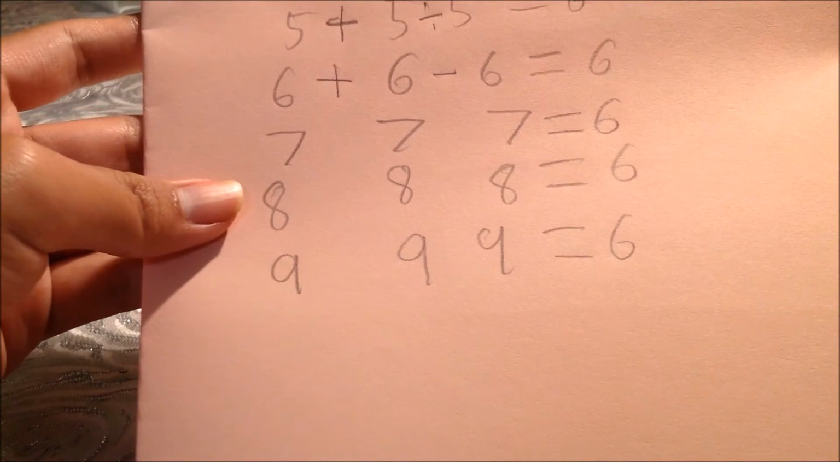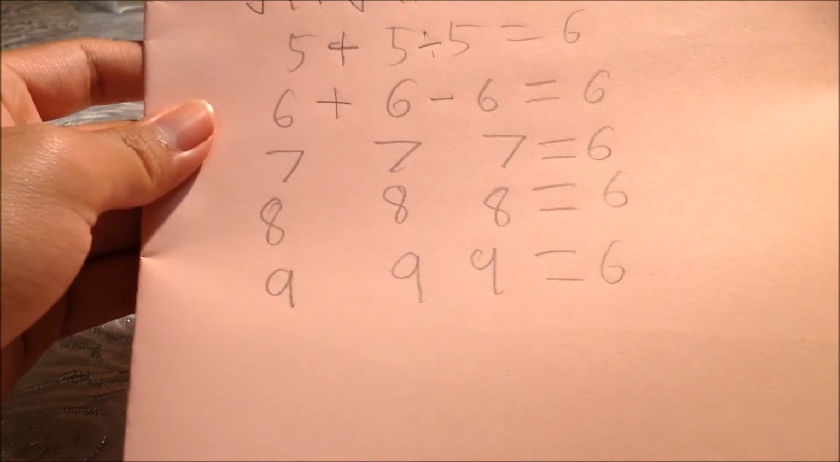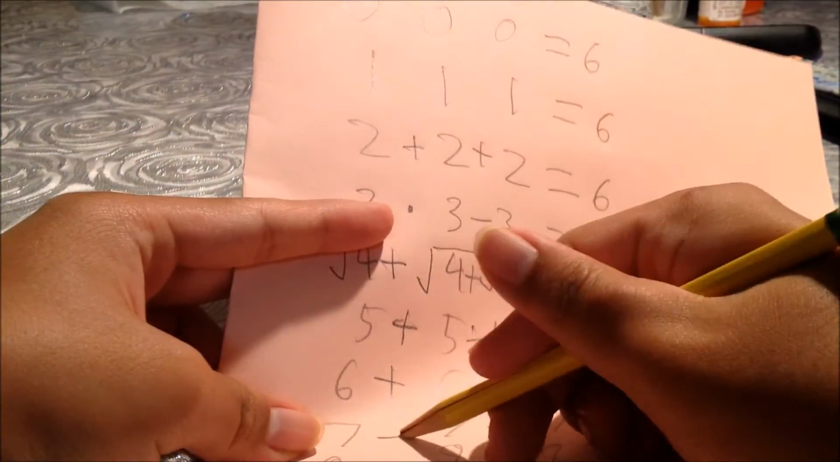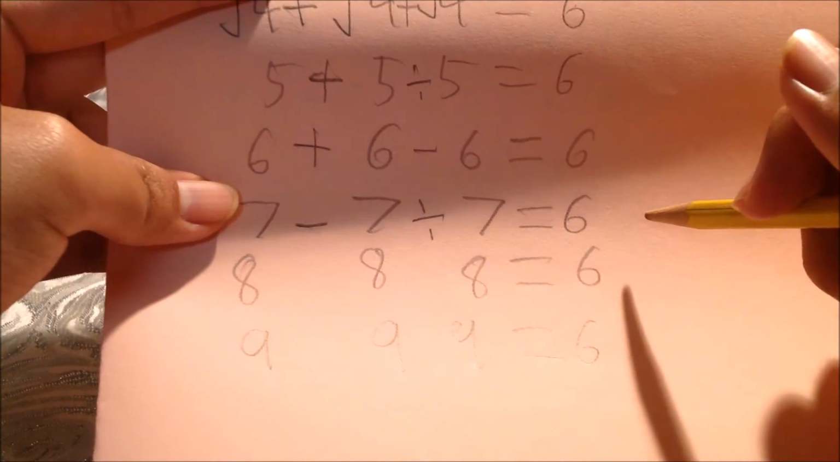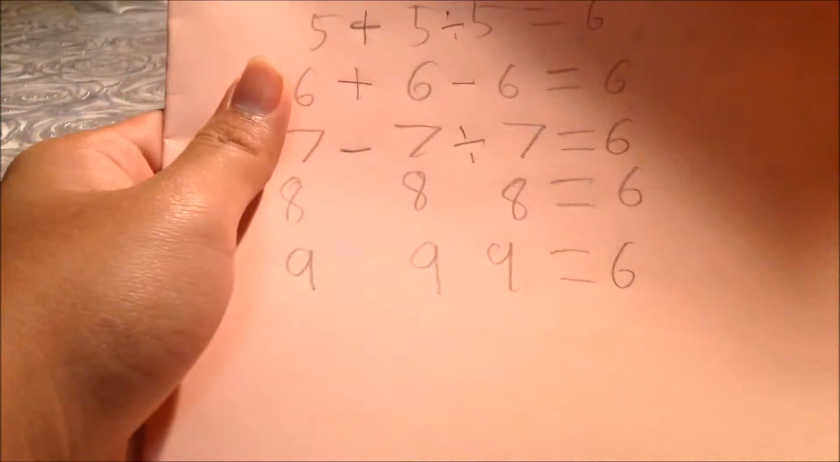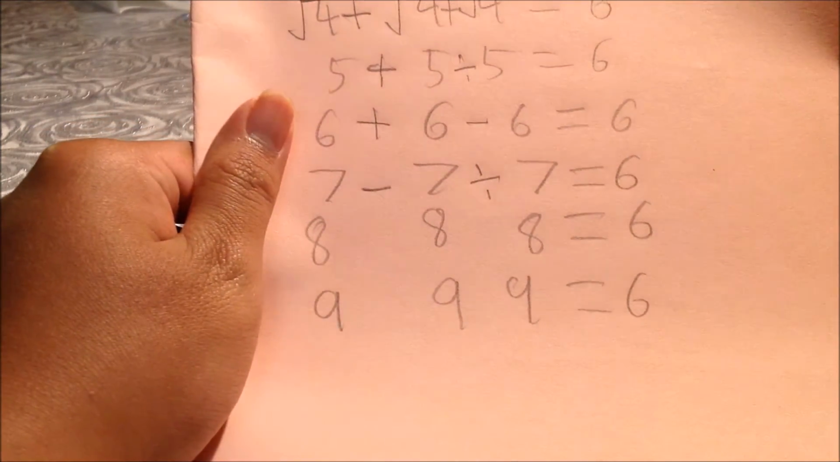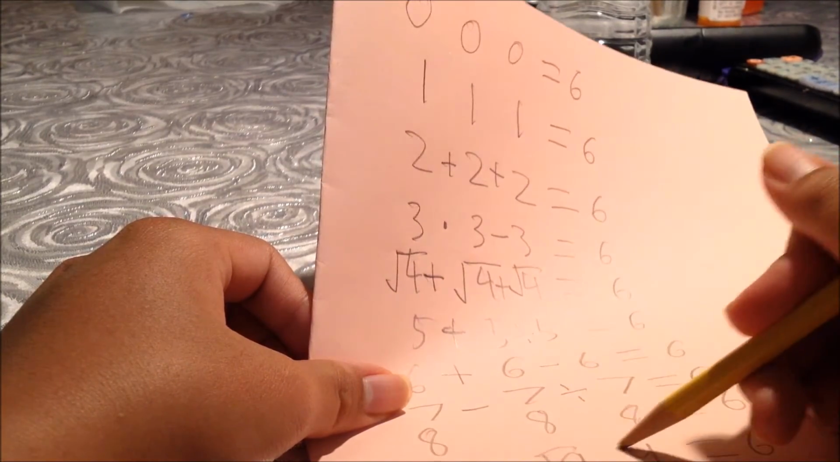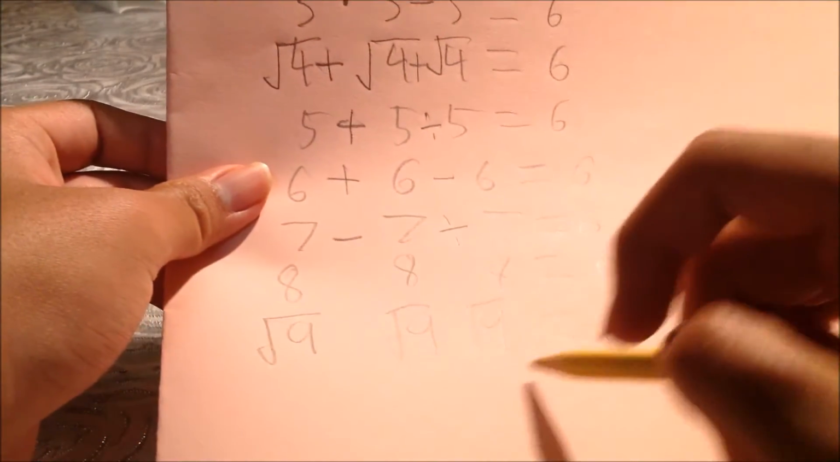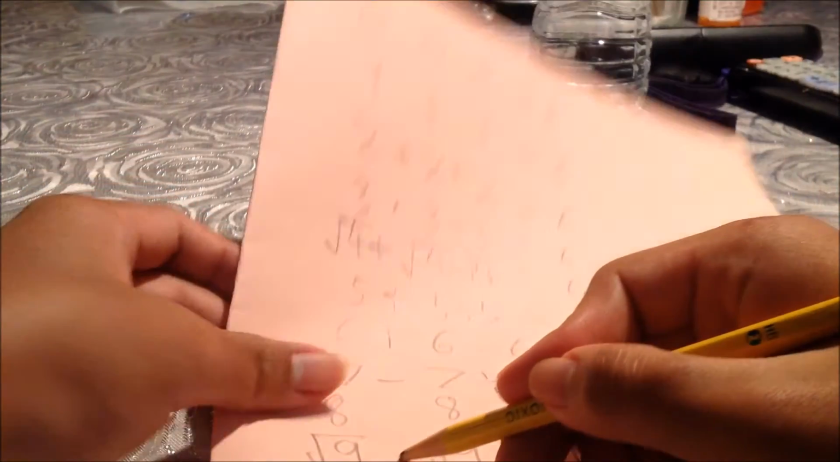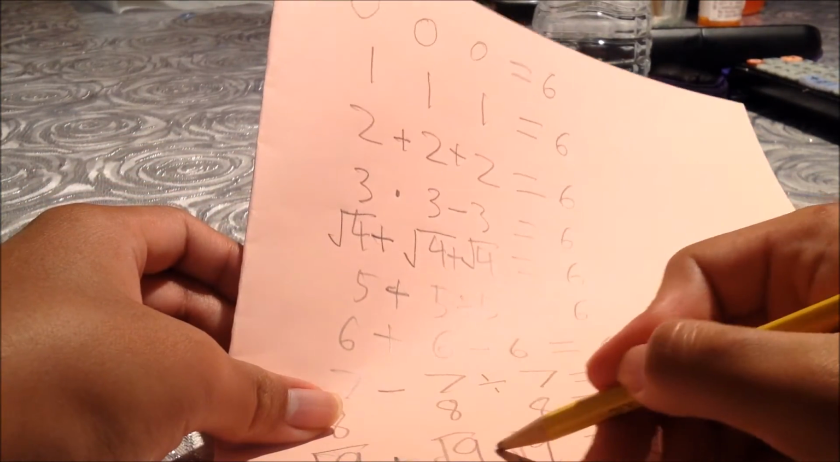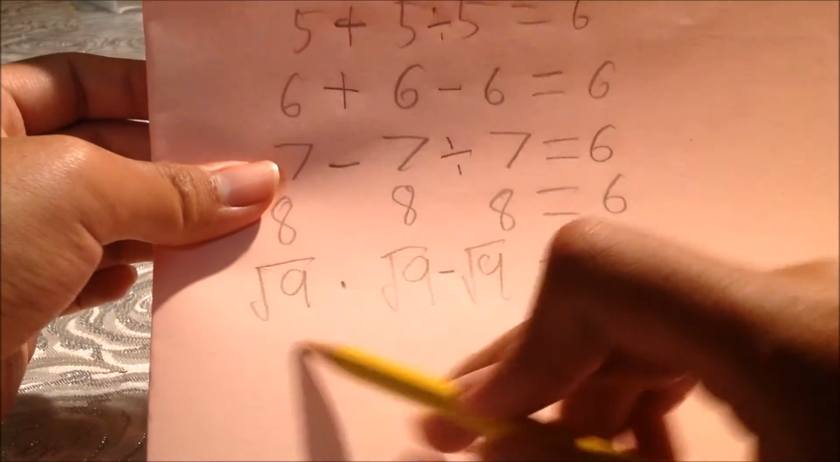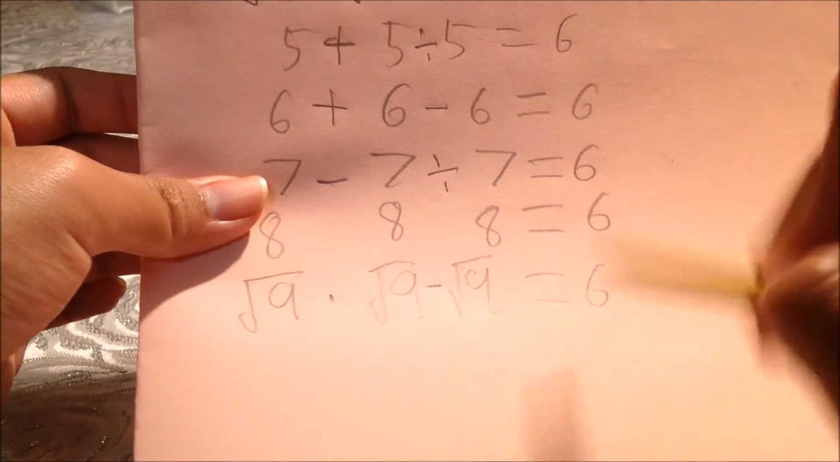7, 7, 7, it's simple. Just do 7 divided by 7, that's equal to 1. 7 minus 1, that's equal to 6. Now, 888, I'll skip for now. 999, just square root each of them, and now you have 3, 3, 3. Just do what you did for the 3, 3, 3 one. Do 3 times 3 minus 3. So the square root of 9, that's equal to 3. 3 times 3, that's 9. 9 minus 3, that's 6.